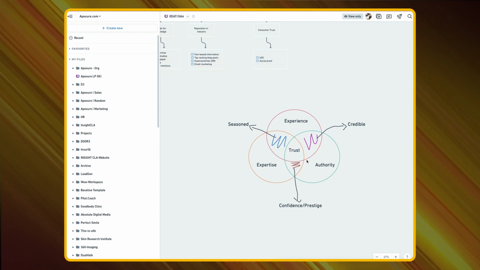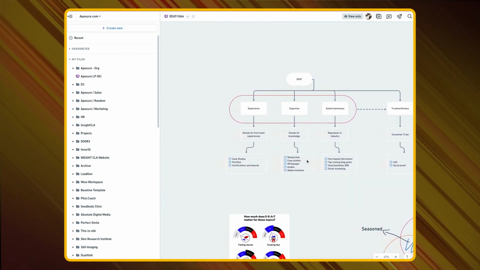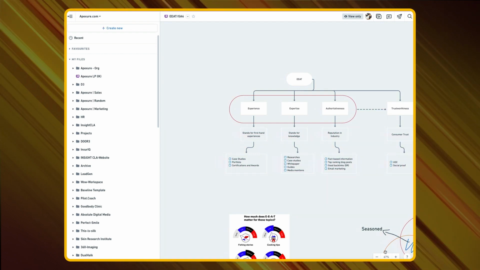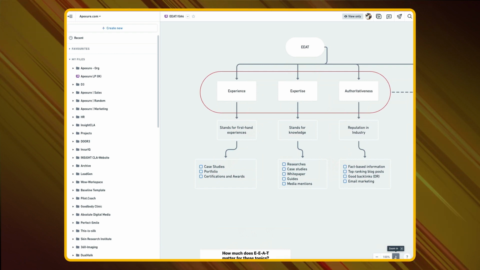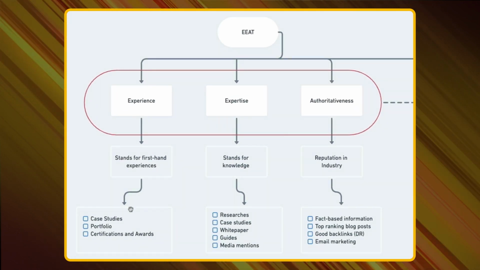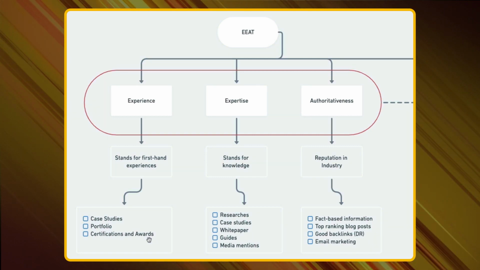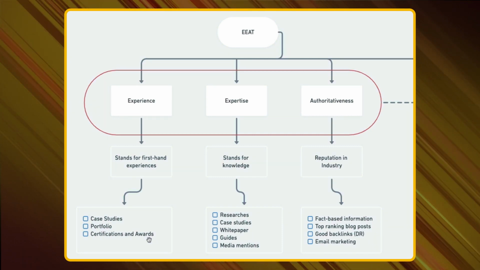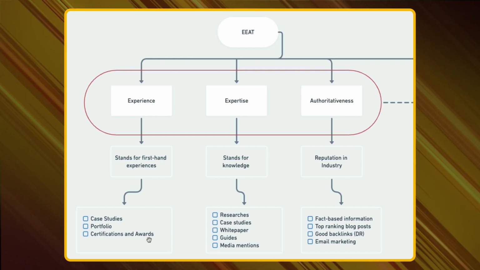So what we have done, we put together a list of different ways we can show, for example, experience or show different authoritative signals. So for example, for experiences, you can show case studies, your portfolios, your certifications as part of that content. So imagine if you're writing a blog post and you want to show experience, you have to include case studies and portfolios and awards.